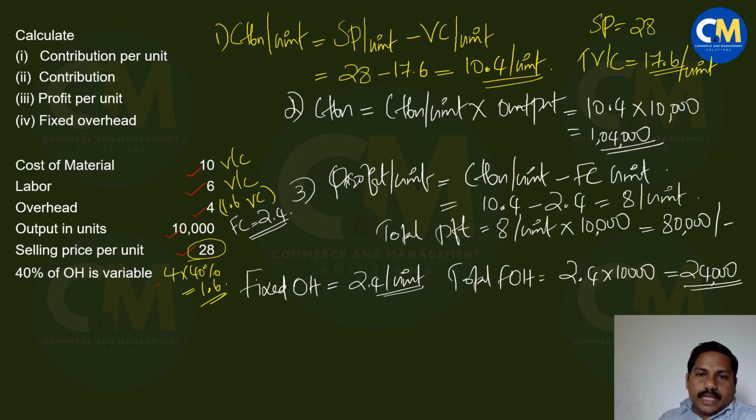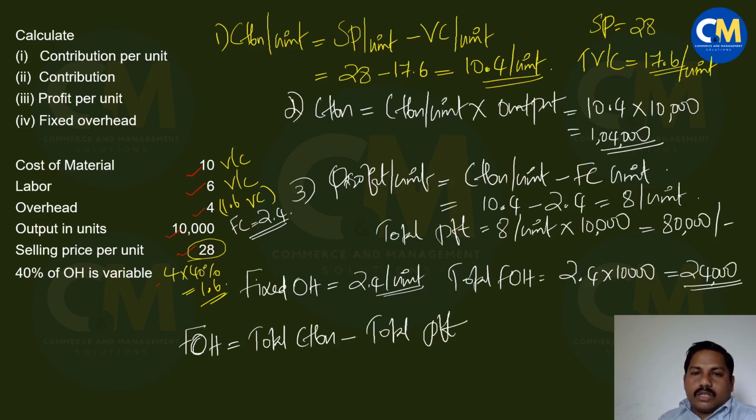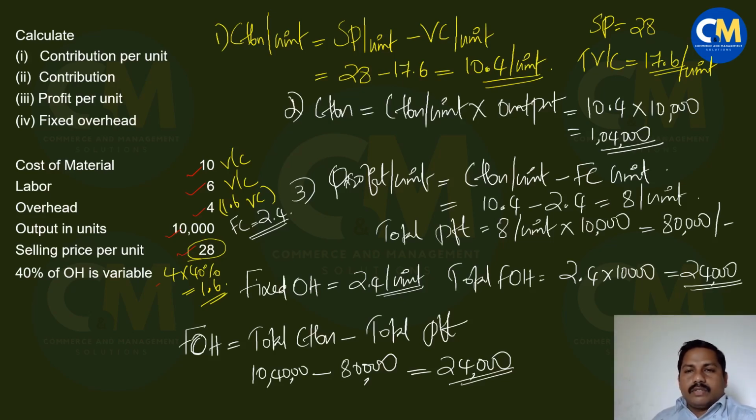This 24,000 we can calculate in another way also. We can create an equation from the contribution equation, that is fixed overhead is equal to total contribution minus total profit. Total contribution we have calculated already, that is 1,04,000. Minus total profit we have calculated already, that is 80,000. So the fixed overhead will be 24,000. So in both ways we can calculate fixed overhead.